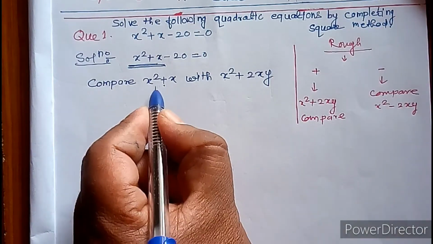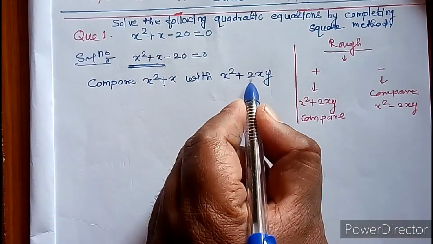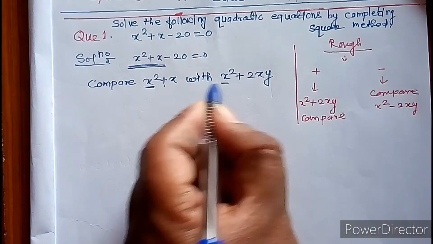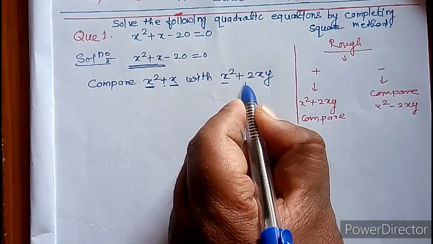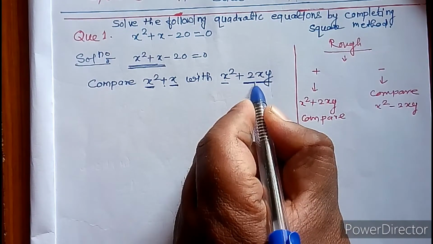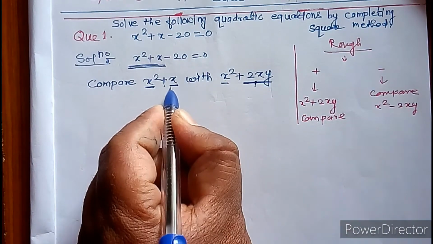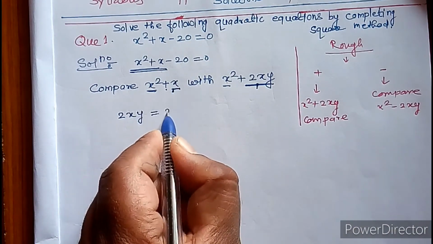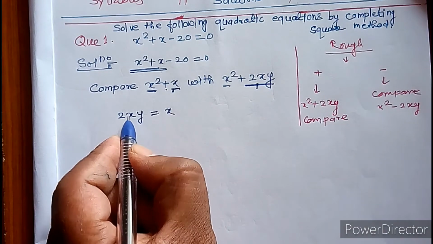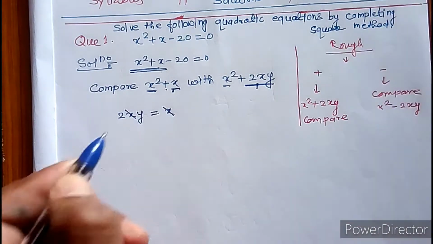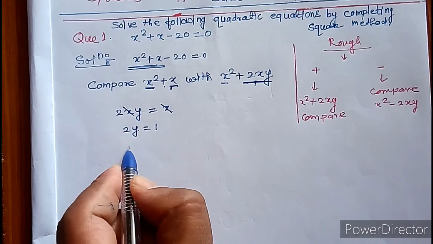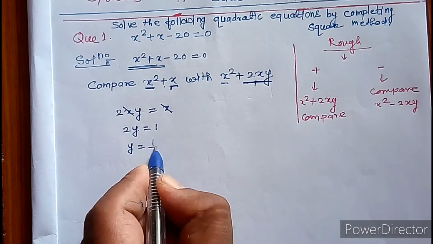Now on comparing x square plus x with x square plus twice of xy, we get x square is x square, then plus x will be equal to twice of xy. It means that this twice of xy will be equal to this x. Write down here twice of xy equals x. Now x is on both sides, x and x get cancelled. Now twice of y will be equal to 1, then y will be equal to 1 by 2.